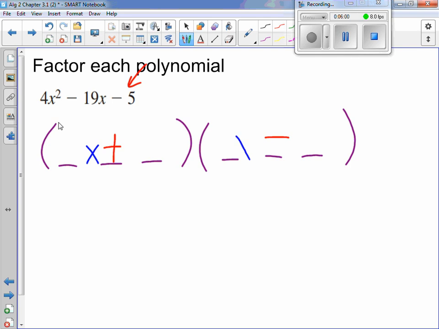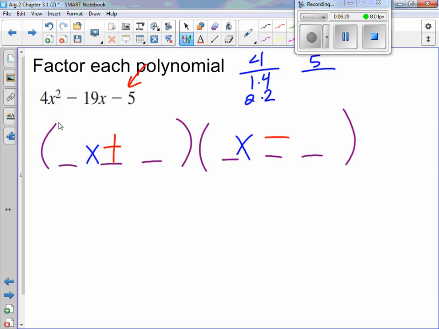Now, x squared is going to be x and x. Now, what are the factors of 4? 1 and 4 and 2 times 2, because we have two factors.